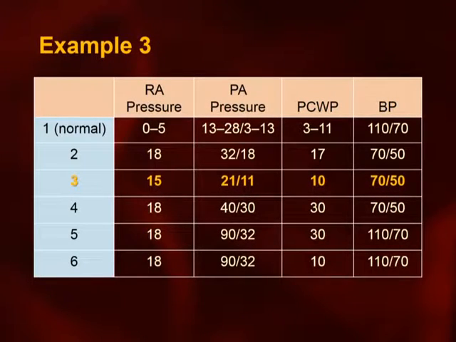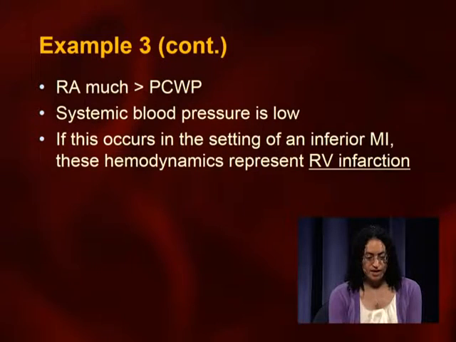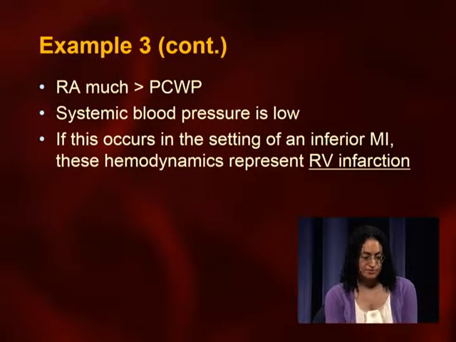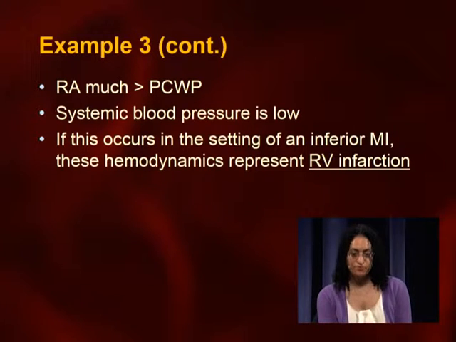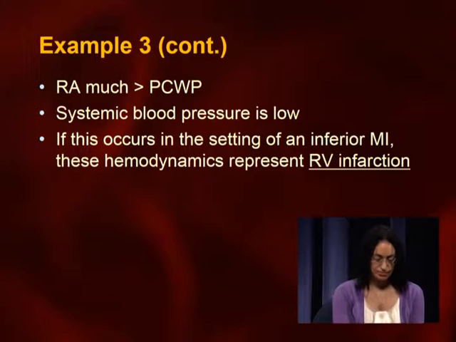In example 3, we've got an elevated RA pressure at 15. The PA pressure is normal, 21/11. The wedge pressure is normal at 10, but the patient is hypotensive, 70/50. So we're thinking of a right-sided process here. The RA is much greater than the wedge, but the patient's hypotensive. So you're thinking RV failure, and if this occurs in the setting of an inferior MI, this represents RV infarction. So that's example 3.